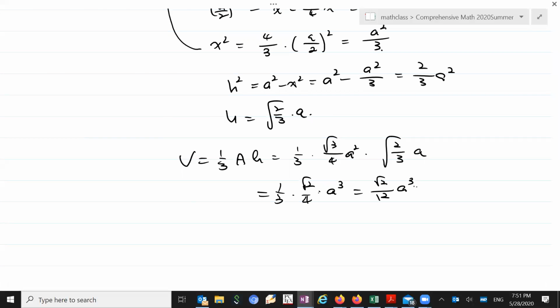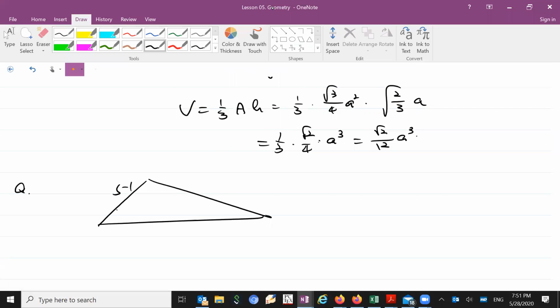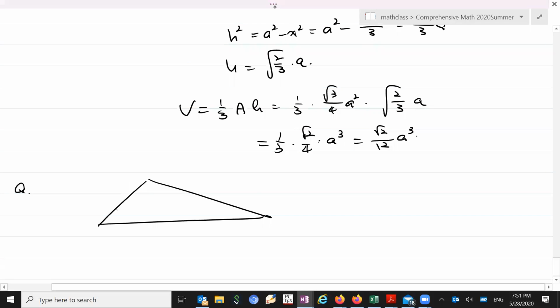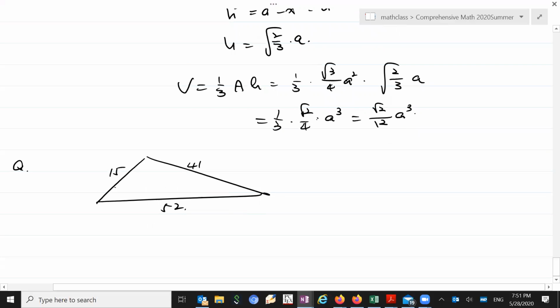All right, I'm going to ask you to think about the last problem. Probably the last problem. Okay, we have a triangle with sides 15, 41, and 52. Find the area of this triangle. What is best likely?